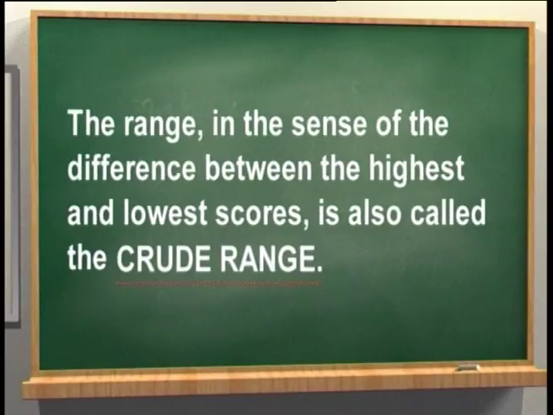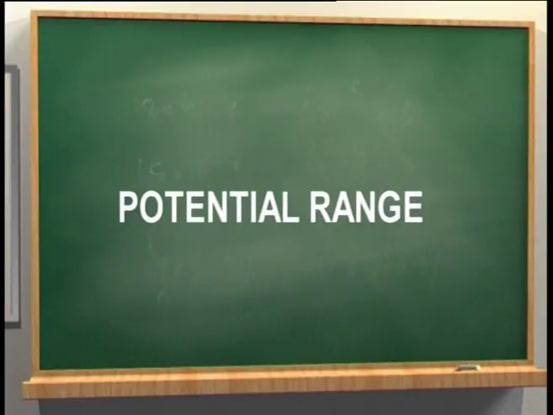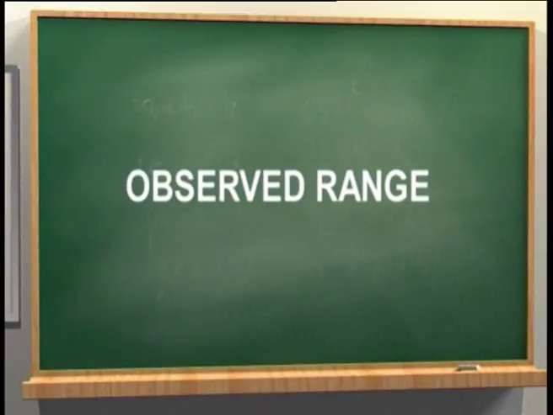The range, in the sense of the difference between the highest and lowest scores, is also called the crude range. When a new scale for measurement is developed, then a potential maximum or minimum will emanate from the scale. This is called the potential range. Of course, this range should not be chosen too small in order to avoid a ceiling effect. When the measurement is obtained, the resulting smallest or greatest observation will provide the observed range.